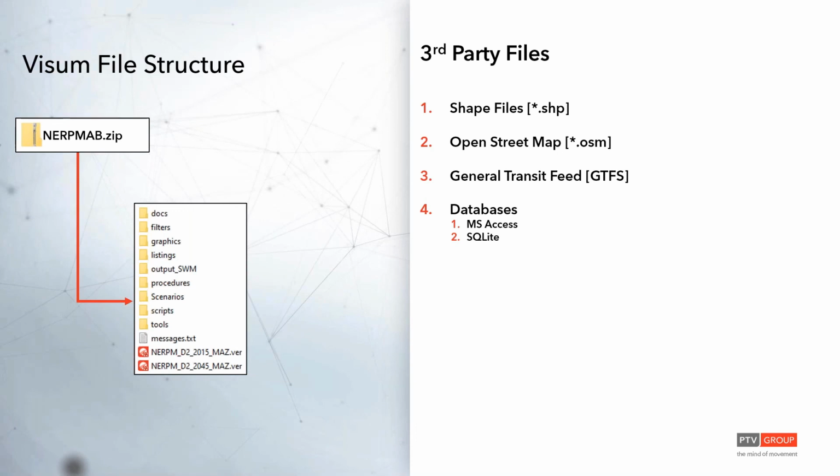Okay, so I think that was just an overview of the different file structure or different types of files that you would see in the NERPMAB model, just to get you familiar, so that when you see a file, you would know what the purpose of that file is, if it's important, and how to use it.